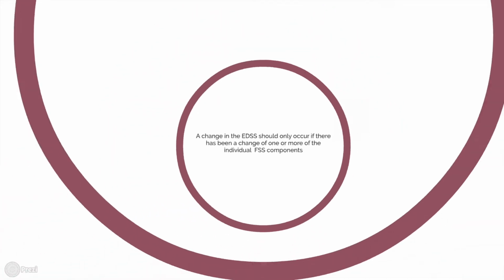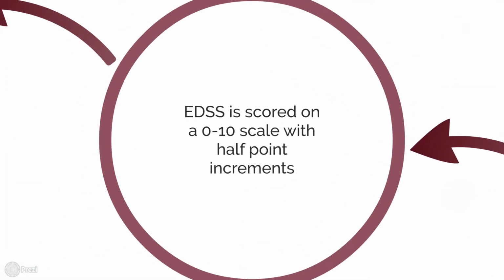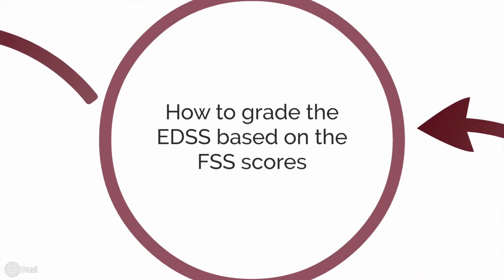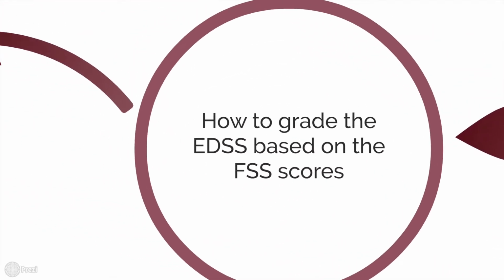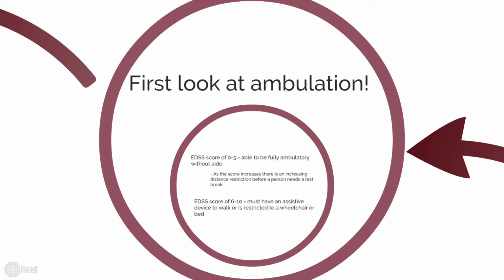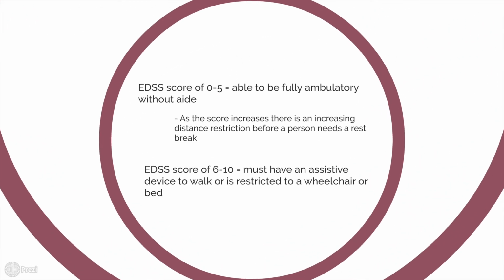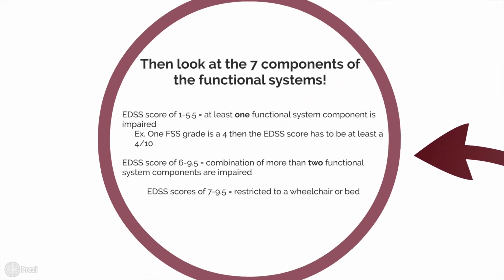Once the FSS is completed, the EDSS is then scored on a 0 to 10 scale with half-point increments. So how do you grade the EDSS based on the FSS scores? First, you look at ambulation. An EDSS score of 0 to 5 means that the patient is able to be fully ambulatory without needing an assistive device. An EDSS score of 6 to 10 means that the person must have an assistive device to walk or is restricted to a wheelchair or bed.